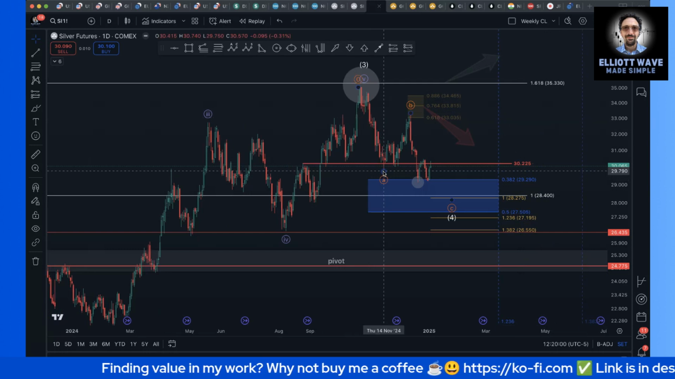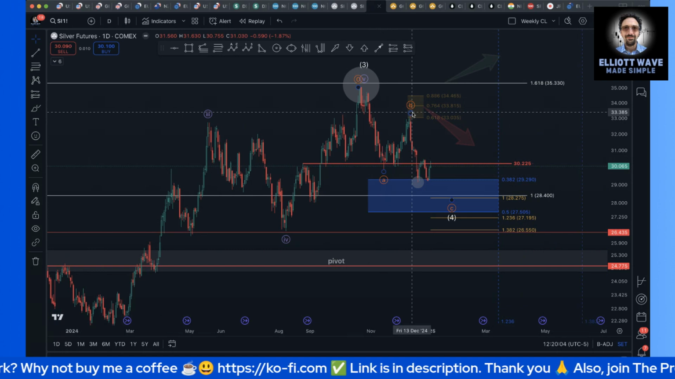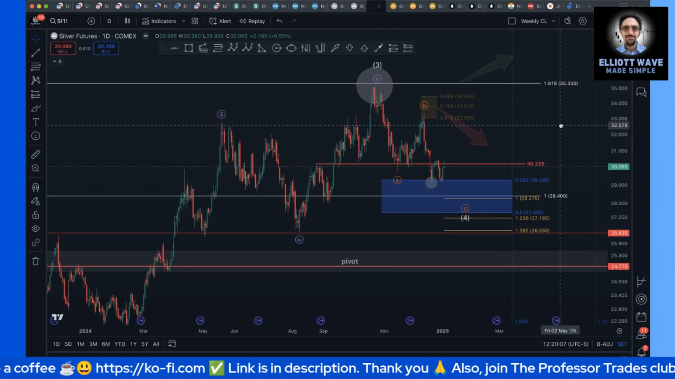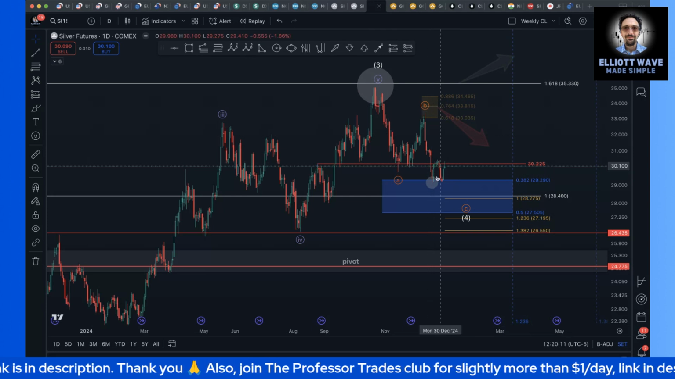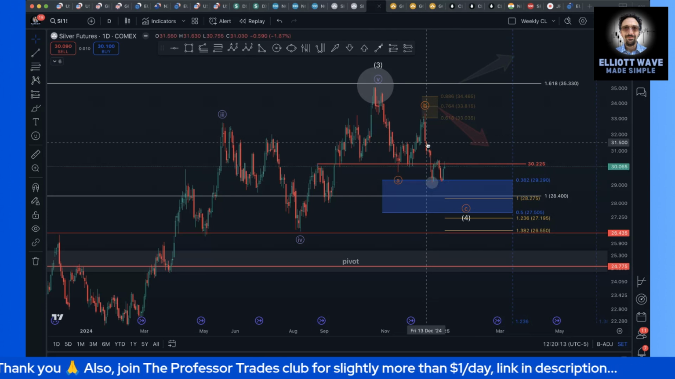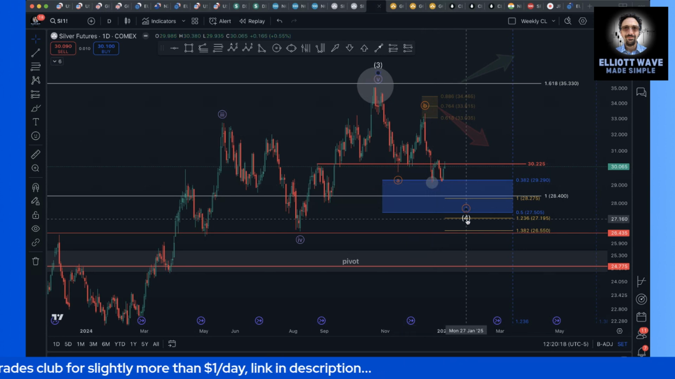Is this enough for all of wave 4? I don't think so. Even though it got this rip up, I didn't trust it. Still thought it'd need to come down to the blue box. Now silver is much more difficult. Why? Well, it did make a lower low, which we were expecting. But I see this as just 3 down, where wave C of 4 should be 5 waves.